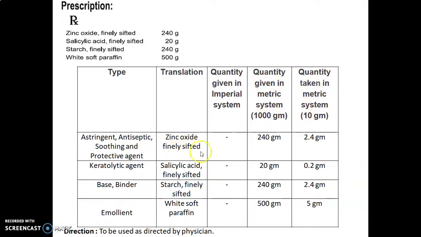First of all, zinc oxide, finely sifted, is used as an astringent, antiseptic, soothing and protective agent. Quantity given is 240 gram, quantity taken should be 2.4 gram. Salicylic acid, finely sifted, is used as a keratolytic agent. Quantity given is 20 gram, quantity taken should be 0.2 gram. Starch, finely sifted, is used as a base and binder. Quantity given is 240 gram, quantity taken should be 2.4 gram. White soft paraffin is used as an emollient. Quantity given is 500 gram, quantity taken should be 5 gram. Direction: to be used as directed by the physician.